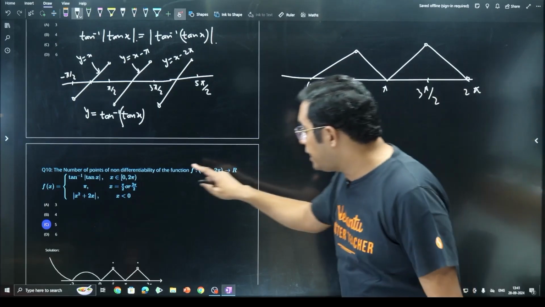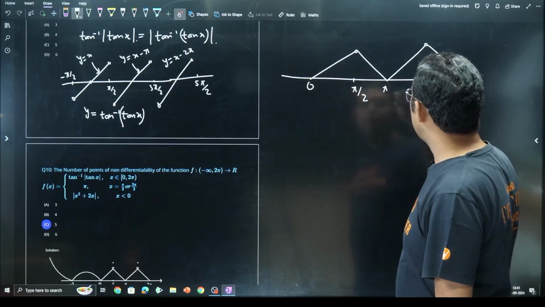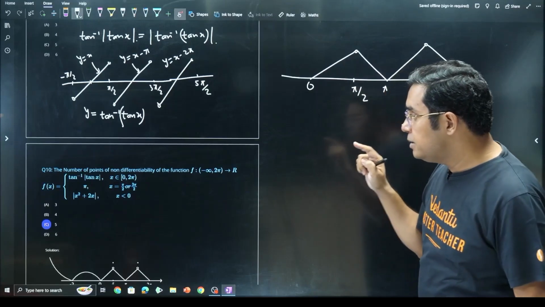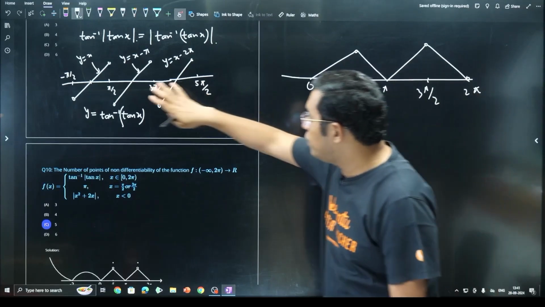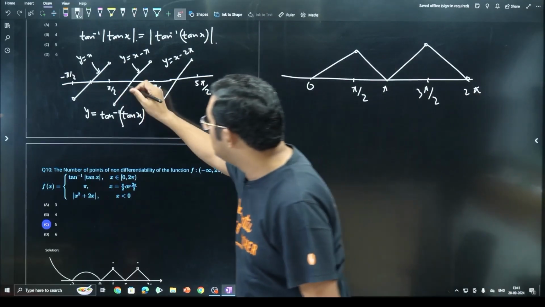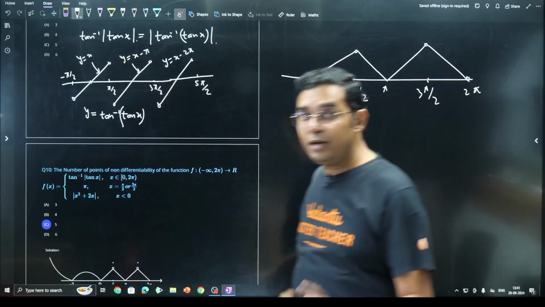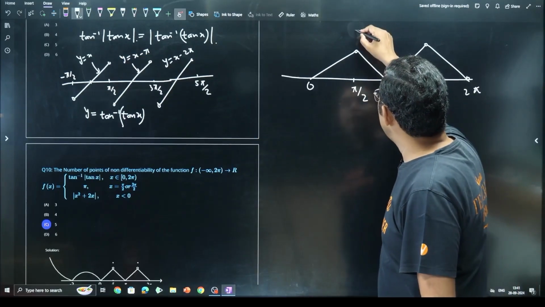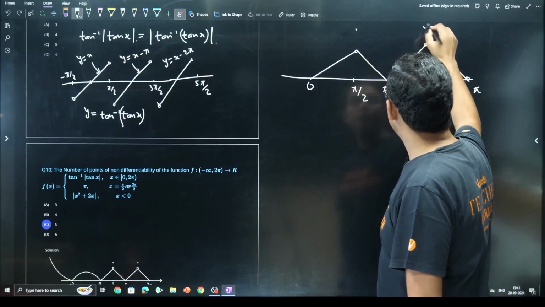Now at x equal to pi by 2 or 3 pi by 2 also, they have defined the value as pi. Whereas from this formula, if you check y is equal to x, at pi by 2 this limit would have been only pi by 2. So pi will be lying somewhere here above it.